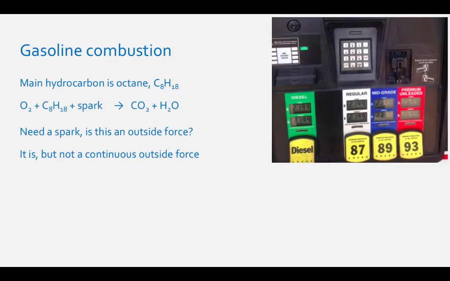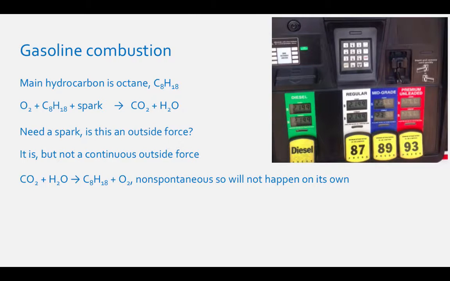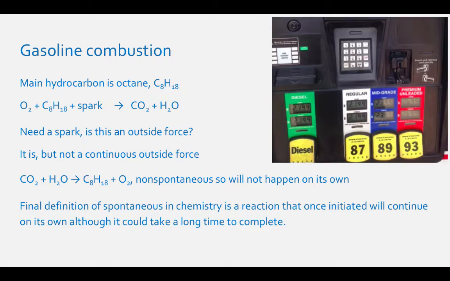The opposite of this chemical process, carbon dioxide and water forming octane and oxygen, is non-spontaneous and will not occur on its own. So the final definition we have of spontaneous in chemistry is a reaction that once initiated will continue on its own, although it could take a long time to complete.